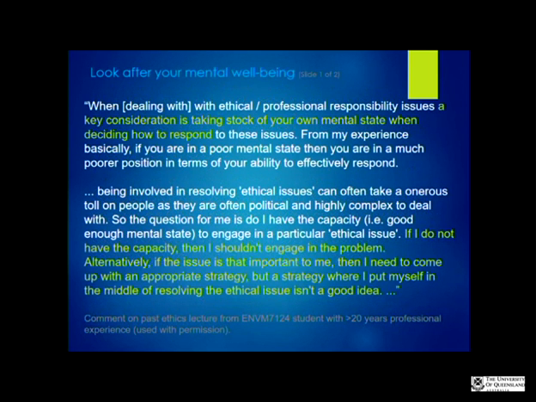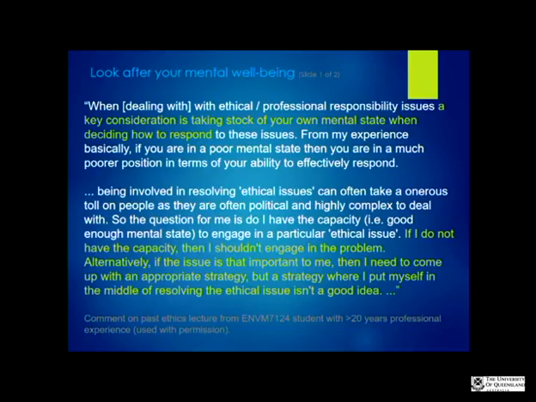One of the other students, a 7124 student, wrote to Chris about how he felt about this lecture, and one of the things he pointed out is the importance of looking after your mental well-being when you're going through these processes and you have that sense of dilemma and stress and conflict. He said, when dealing with ethical and professional responsibility issues, a key consideration is taking stock of your own mental state when deciding how to respond to these issues.